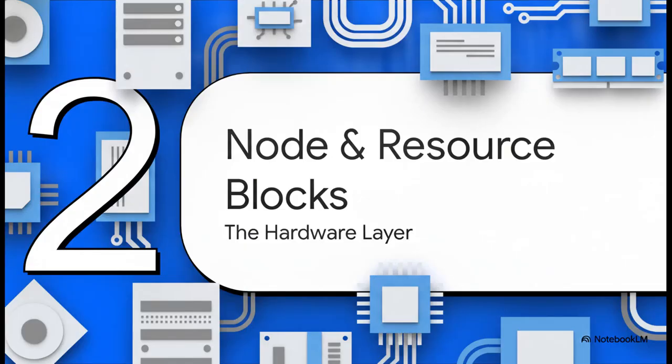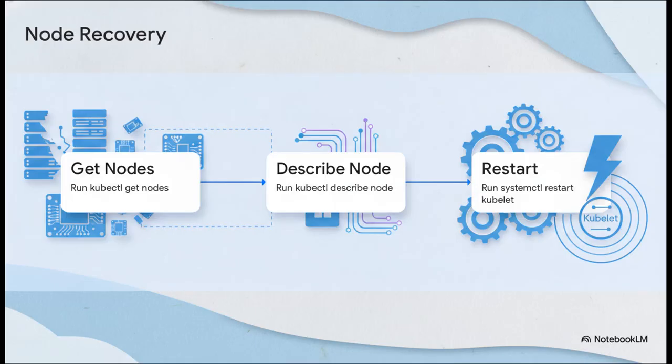All right, moving on to Section 2, node and resource roadblocks at the hardware layer. Let's move out a layer and see how this builds when we look at the underlying hardware. If a node shows up as not ready, this 3-step workflow is exactly how a senior systems engineer isolates the issue and jumpstarts the crucial kubelet component.